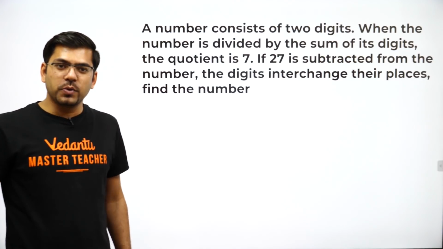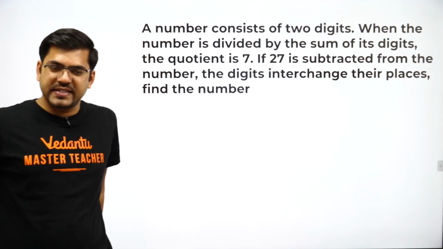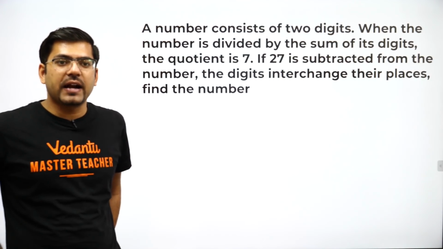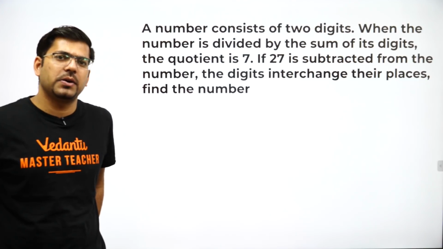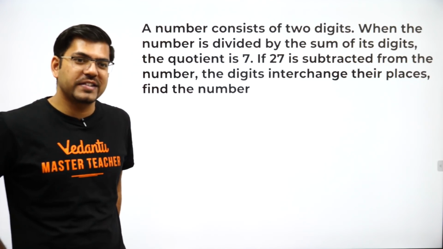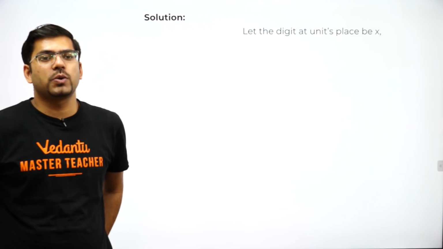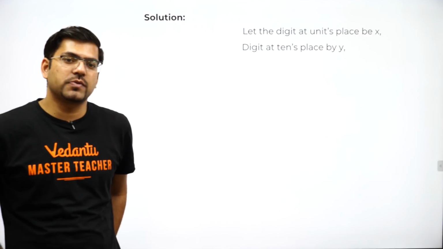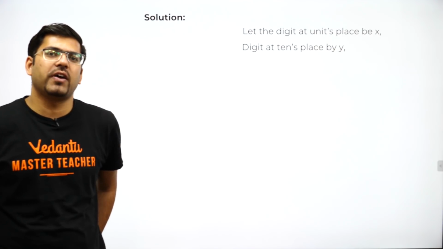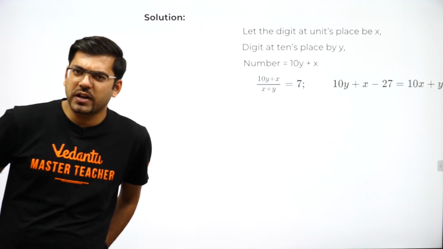A number consists of two digits. When the number is divided by the sum of the digits, the quotient is 7. If 27 is subtracted from the number, the digits interchange their places. Find the number. Okay, so let's see how to find this number. The number consists of two digits, so first of all, we will assume a two-digit number. That means the units place would be x and the tens place would be y. So the number formed would be 10y plus x. I guess you all must be understanding this.